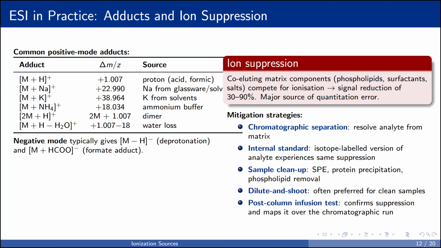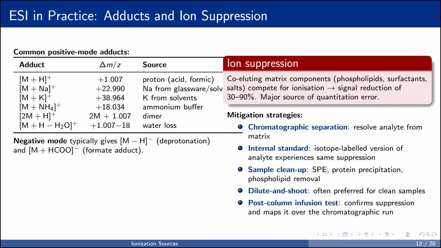Each adduct shifts the m/z by a characteristic mass, which is useful because if you see peaks at the right spacings, you can confirm that they all belong to the same analyte. A peak at m/z 279 that has a partner at m/z 301, exactly 23 Daltons higher, is telling you the parent is very likely an M plus H at 279 with the sodium adduct M plus Na at 301.